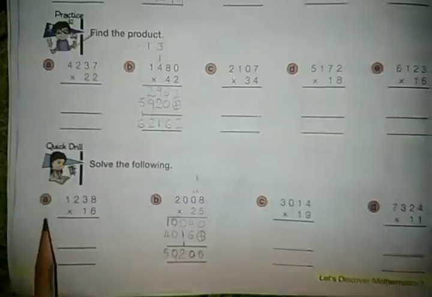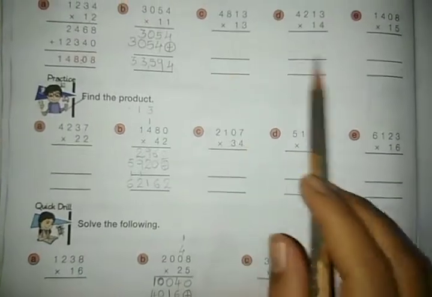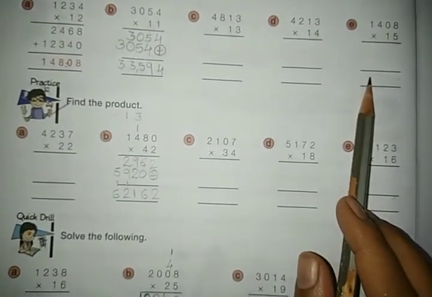The remaining sums A, C, D and these 4 sums and these 3 sums you will solve and you will send me.